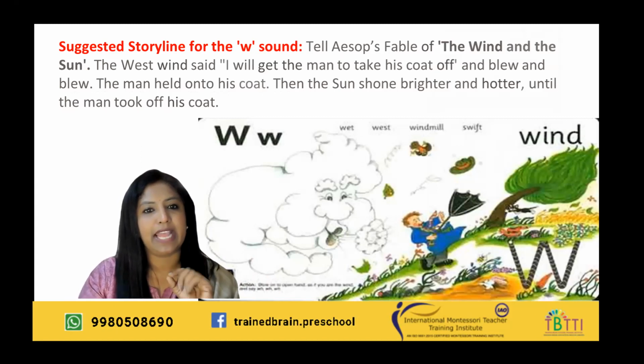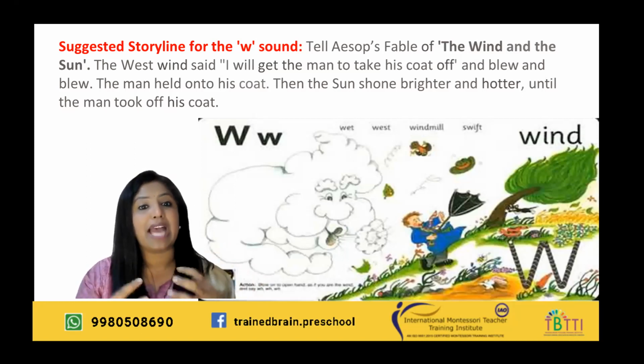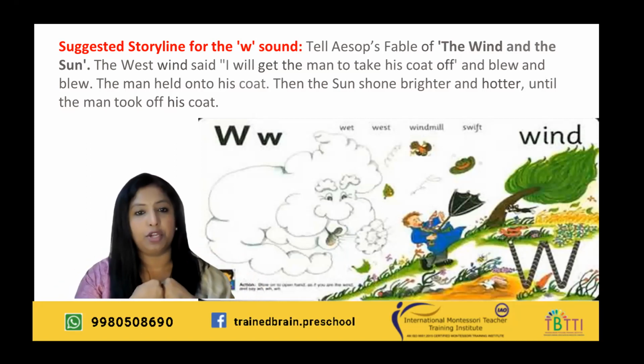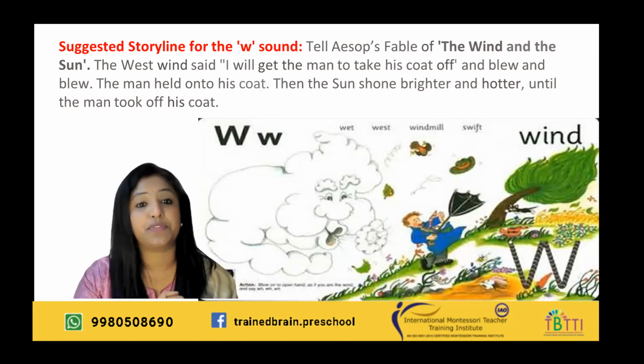Can you see a person there with the blue coat in the picture? Yes, no? You can nod your head. You see a person, right? So, this man is wearing a coat. There was a fight between the wind and the sun in this story, the Aesop's story.